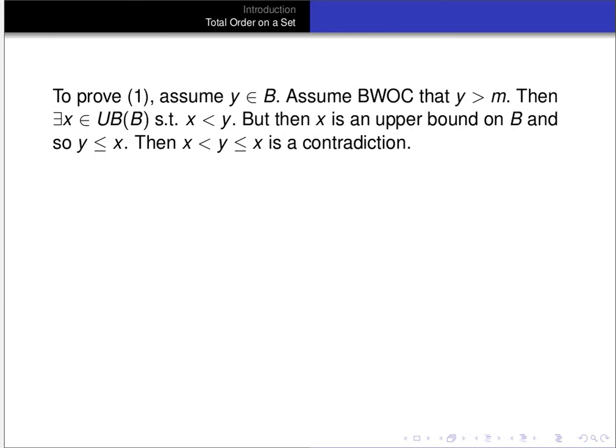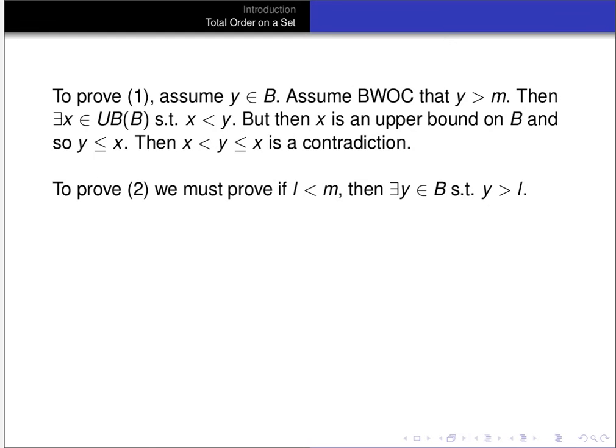But wait a minute, x is actually an upper bound of B, because it's in the set of upper bounds of B. So that means, since y is in B, that y is less than or equal to x, right? So then we get that x is less than y, and y is less than or equal to x, and so that's a contradiction. Okay. So that proves that M is an upper bound of B.